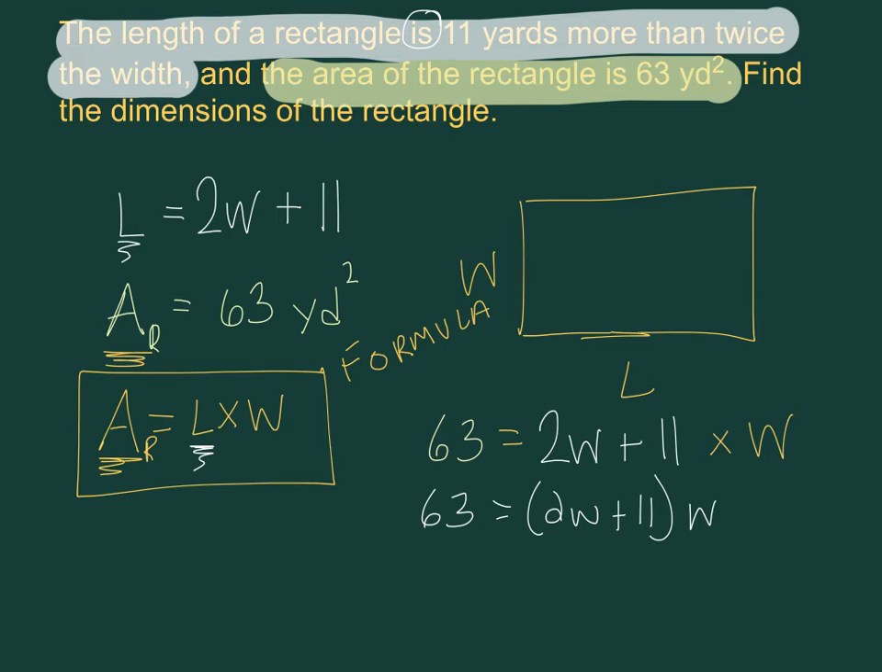Well, now looking at this, this is obviously a distribution. Okay, so that's nice and easy to work with. So I go 63 equals 2w squared plus 11w. This is now starting to look like a quadratic equation. What I'm going to need to do is subtract the 63 from both sides.